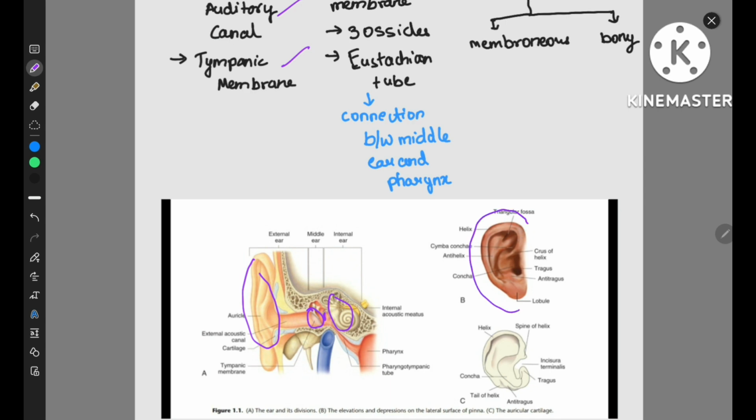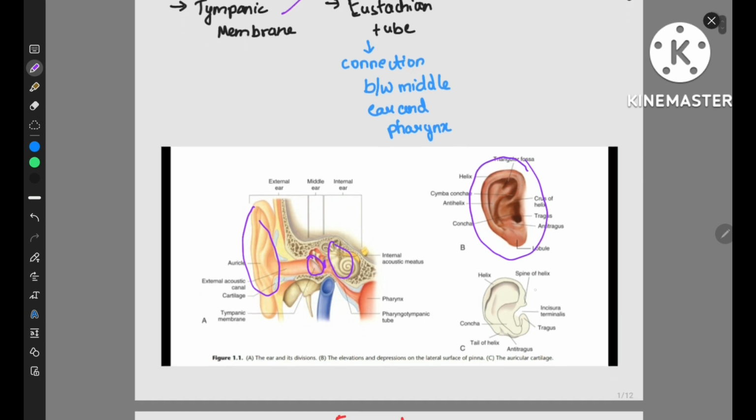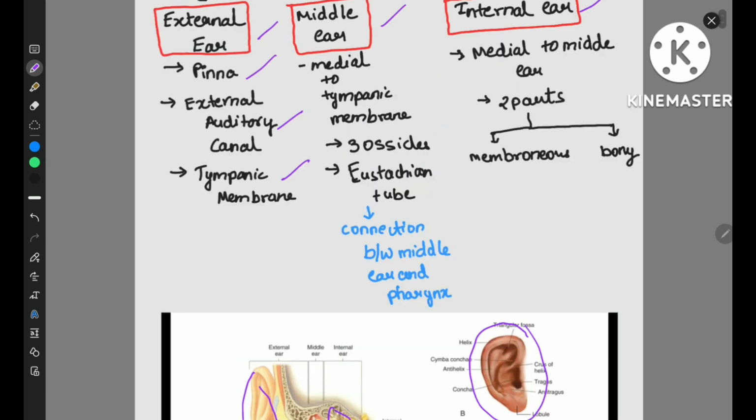This is the ear pinna. This is the cartilaginous part of the ear pinna. We don't find cartilage in the middle. This is known as incisura terminalis.